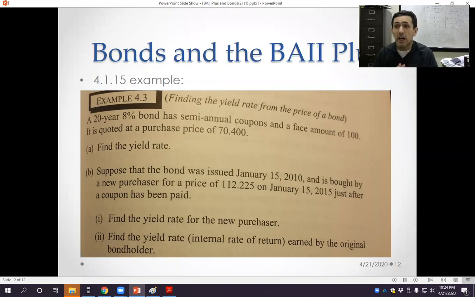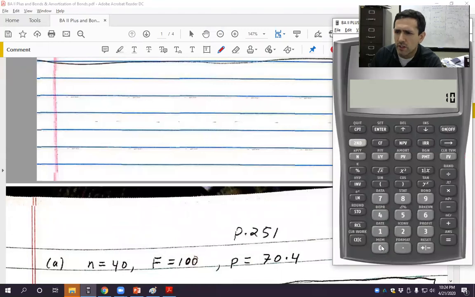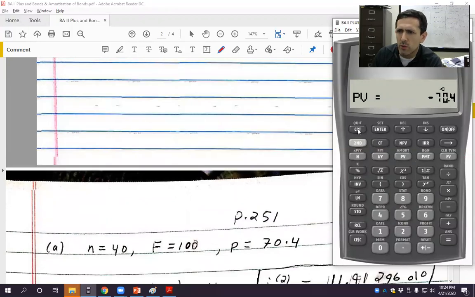So it's not stated anything else. There's nothing like find the redemption at maturity or any specification that the redemption is anything other than the face value. So we still enter 100 face value, 100 SV. That's the redemption. And we're given that the price is 70.4. So all we do is compute IY.